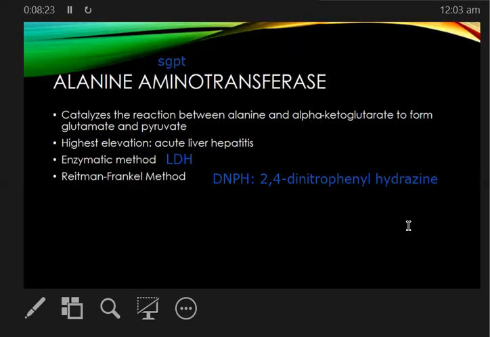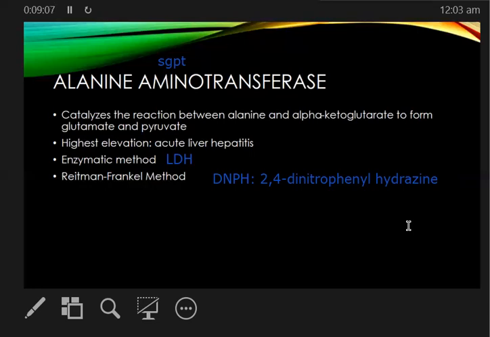Upon reaction with 2,4-dinitrophenylhydrazine, this will form a keto acid hydrazone. Several molecules of keto acid hydrazone will produce an intense brown color in the presence of sodium hydroxide. The problem with the Reitman-Frankel method is that it is not specific. It lacks the specificity that your enzymatic method has.